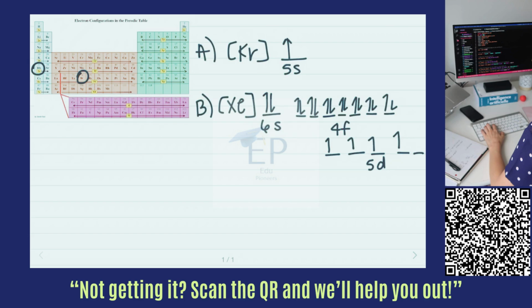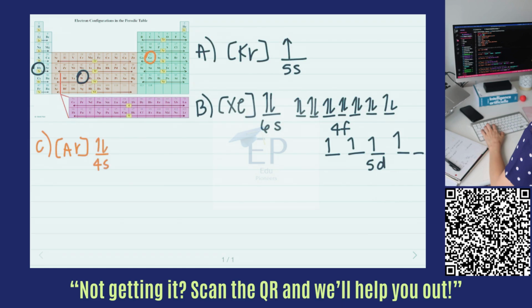So we will do 1, 2, 3, 4, and we will put one arrow in each of those lines rather than doing 2 and 2, just because we have to spread it out across all the way before we can start doubling up. All right, coming down to part C, we are looking at germanium, which is 32.